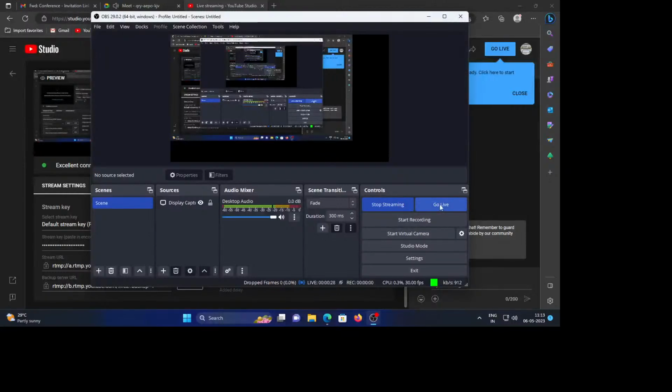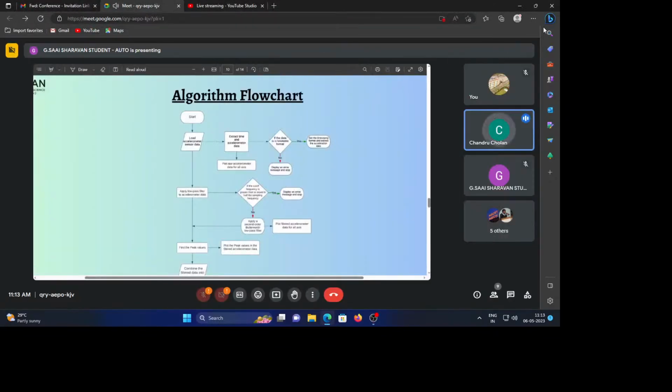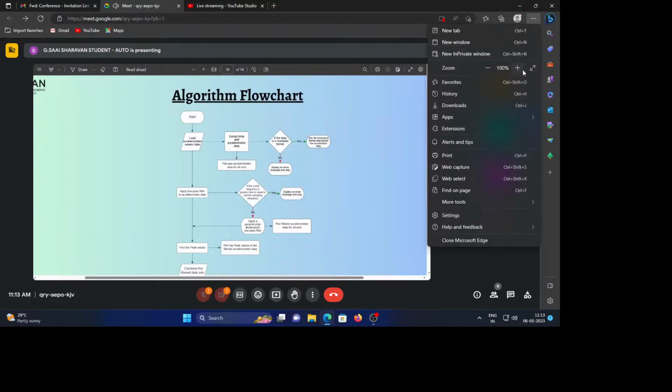which filters the data more accurately. And after applying the Butterworth low pass filter, you have to find the peak values, and the peak values are also plotted as a separate graph.